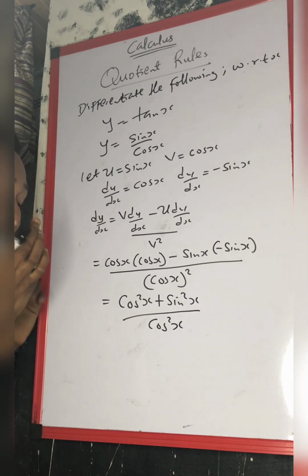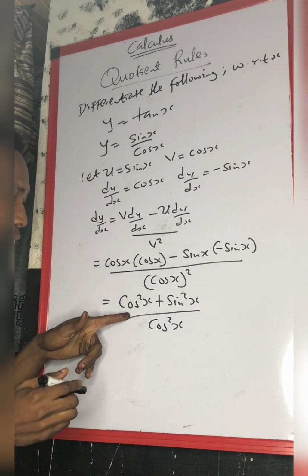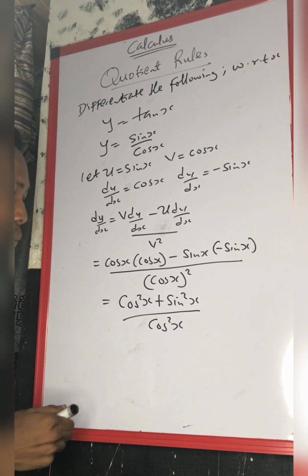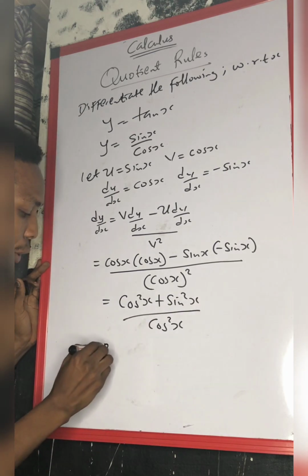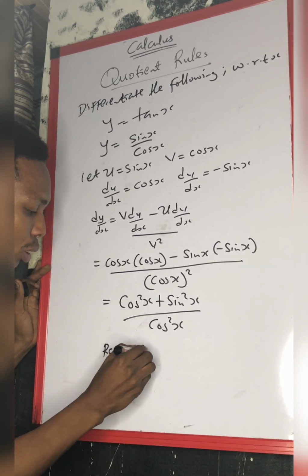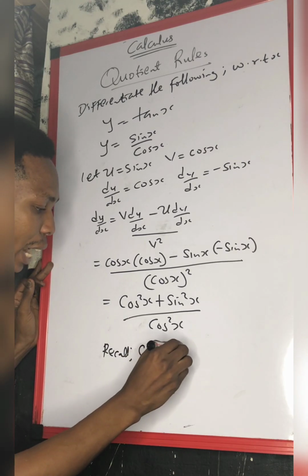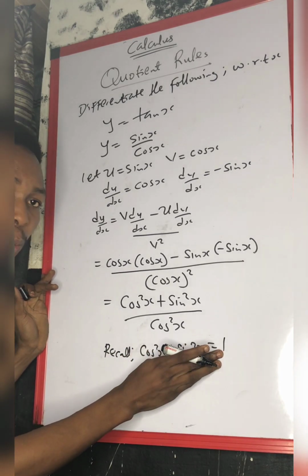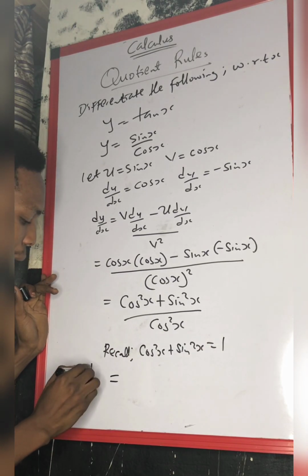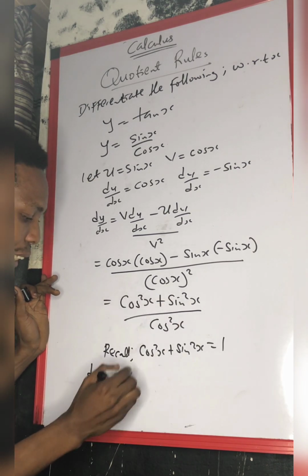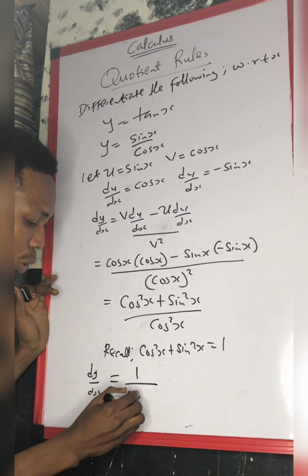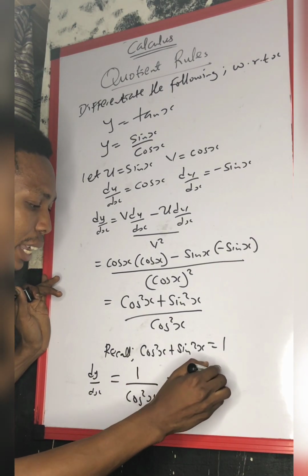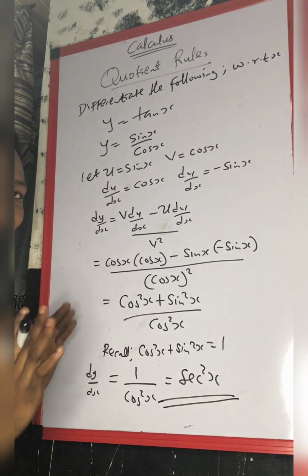So this time around, in trig functions, cos squared x plus sine squared x is equivalent to 1. You can recall that cos squared x plus sine squared x equals 1. Wherever you see something like this, you can substitute 1. So our dy/dx becomes 1 all over cos squared x, and 1 over cos squared x is sec squared x. So that is our answer.